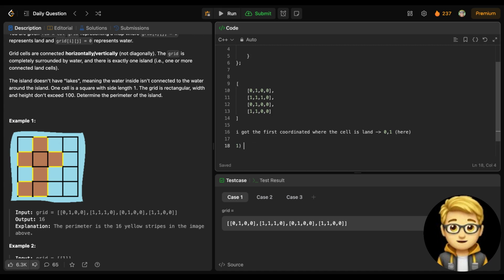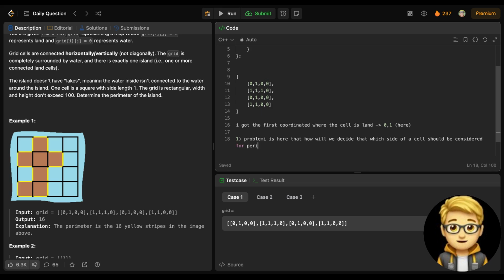So the problem here is how will we decide which side of a cell should be considered for the perimeter, right? This is the problem here.